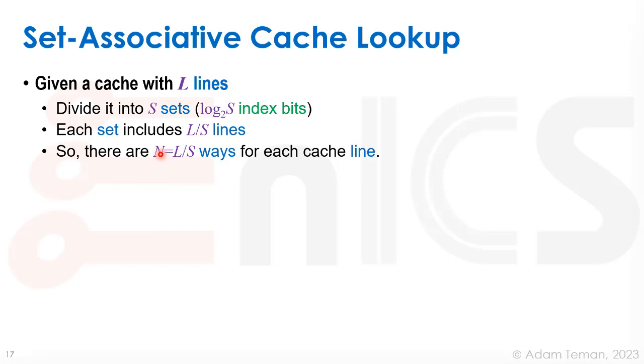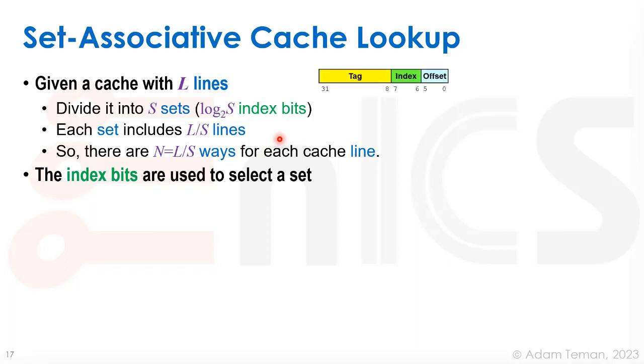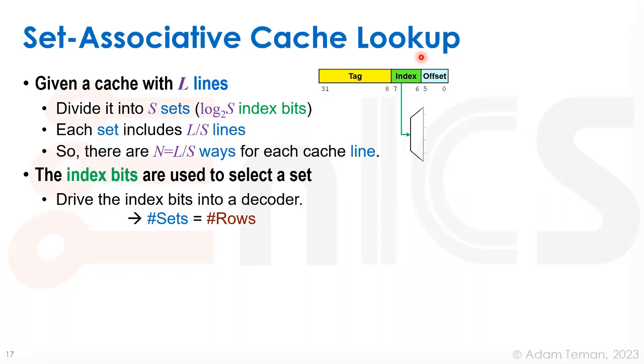We're going to call that N, and the reason is because this is in general called N-way set associative. And this N is called a way. So each line can be stored in N different places, or in N ways. The index bits are going to be used to select the set. It's going to be log 2 of S, the number of sets, and that means we can use an address decoder to select it.